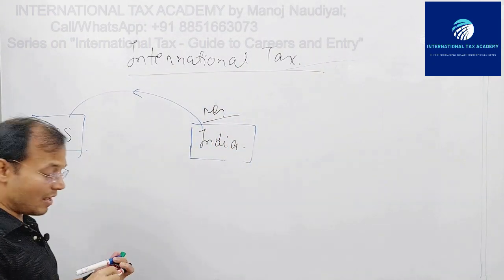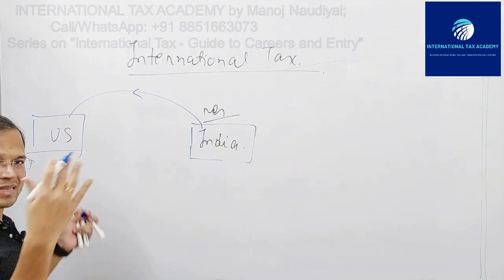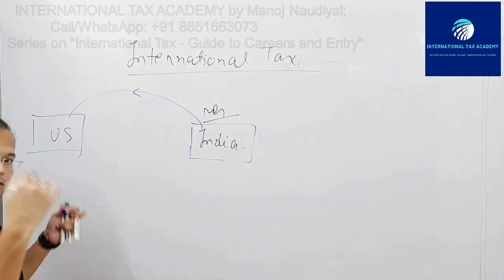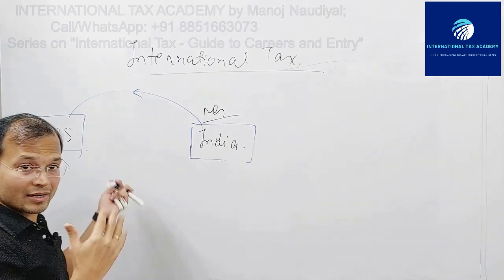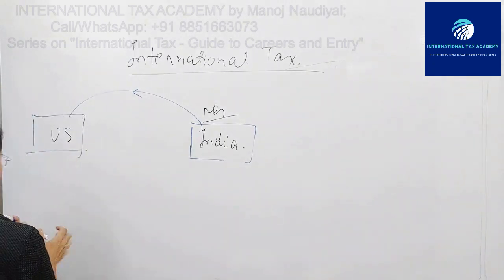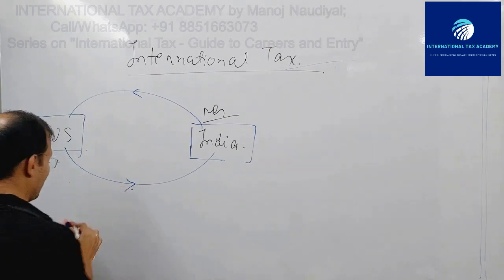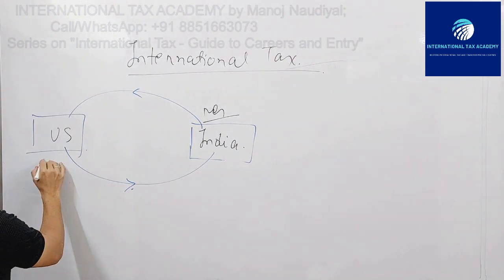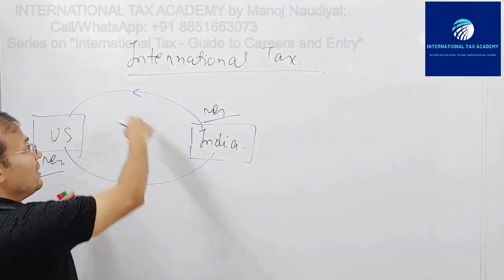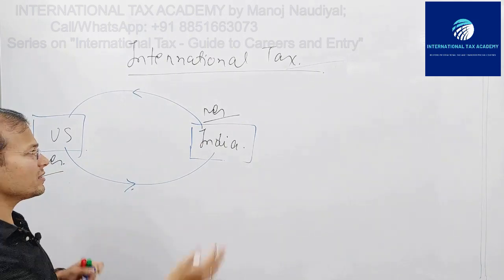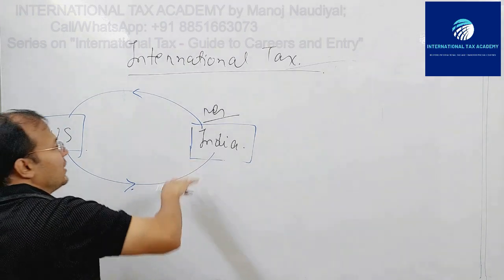Similarly, you would have US residents, natural persons as well as US companies. They might be willing to invest in India. This is how the international trade takes place. So these are residents here and these are residents here. Now we have two transactions: Indian residents going abroad, investing in the US, and US residents coming to India, investing in India.